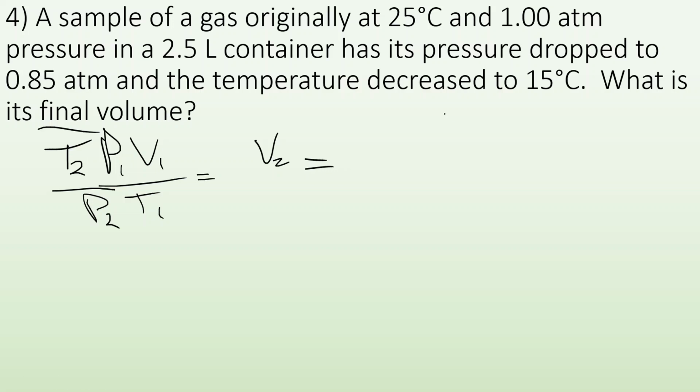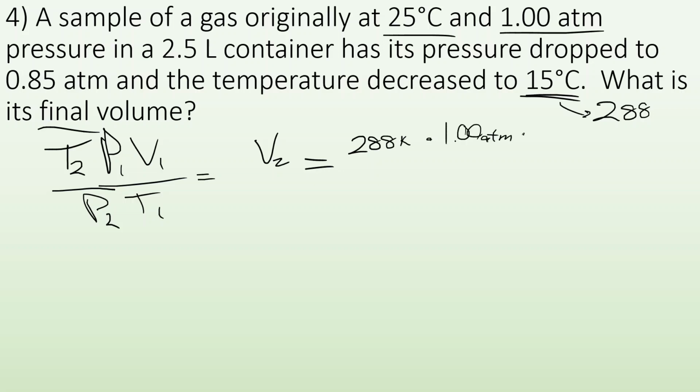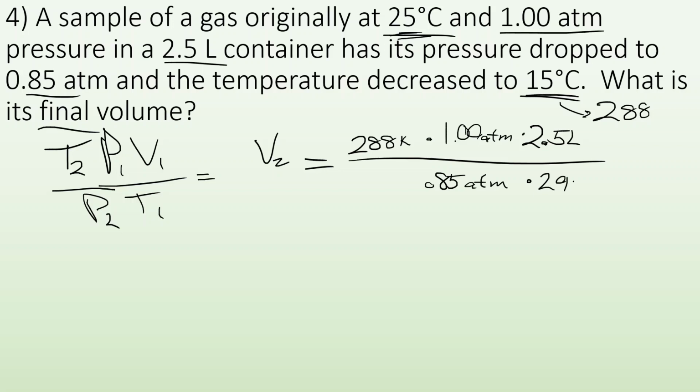Well, what is my new temperature? It's 15 Celsius, right? I go from 25 Celsius to 15 Celsius, but I need to convert that to Kelvin. So I end up with 288 Kelvin times my initial pressure, which it told me was 1 atmosphere, times my initial volume of 2.5 liters, divided by my new pressure, which they told me is 0.85 atmospheres, and my original temperature was, well, let's see, 25 C would give me 298 Kelvin.